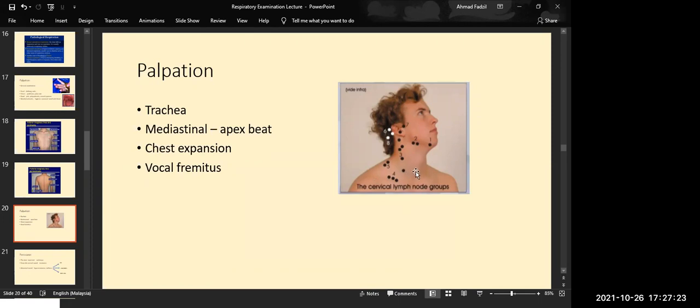I don't know how to show you, you can use a 3-finger technique or a 2-finger technique. You palpate the trachea first. In bigger children, you use the 3-finger technique. In small children, you use the 2-finger technique. They are two different things.